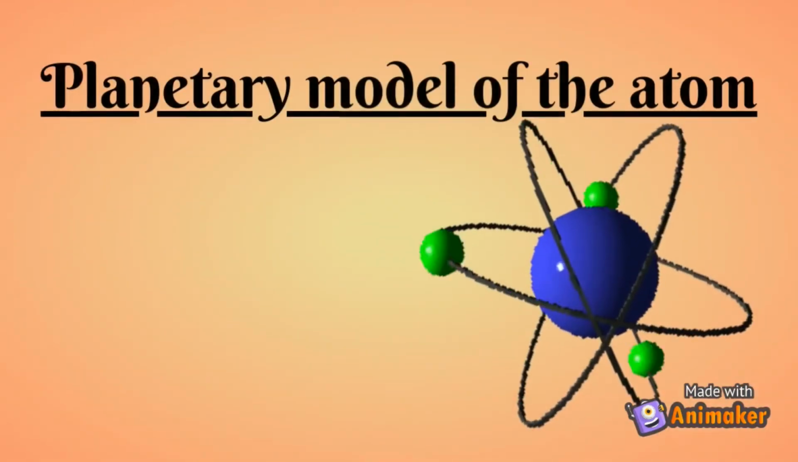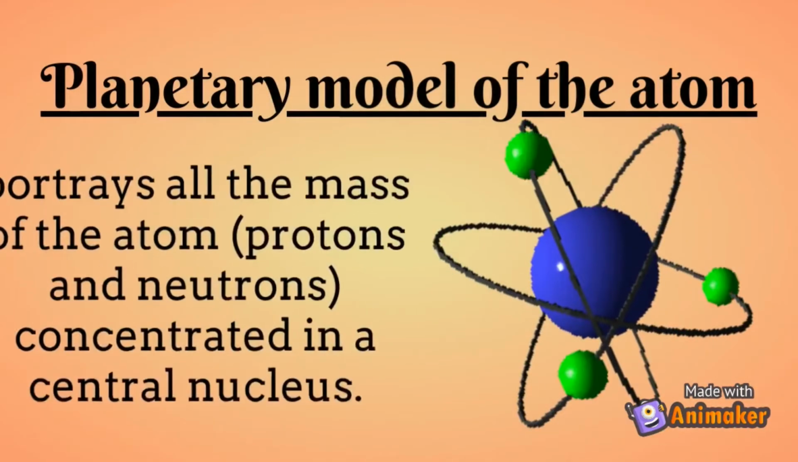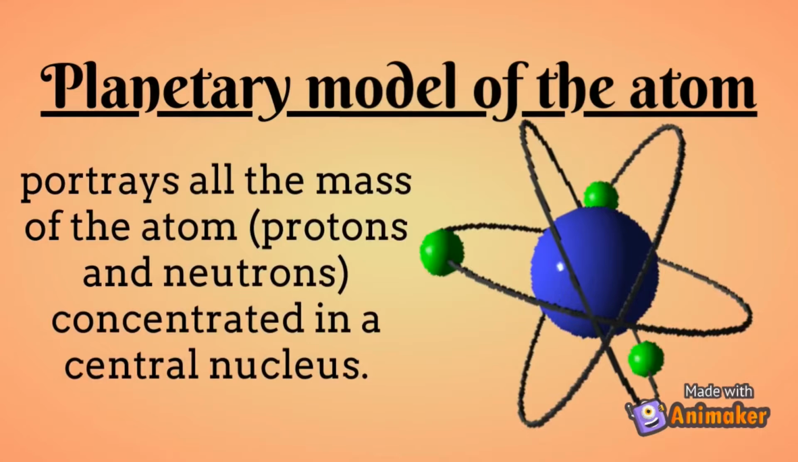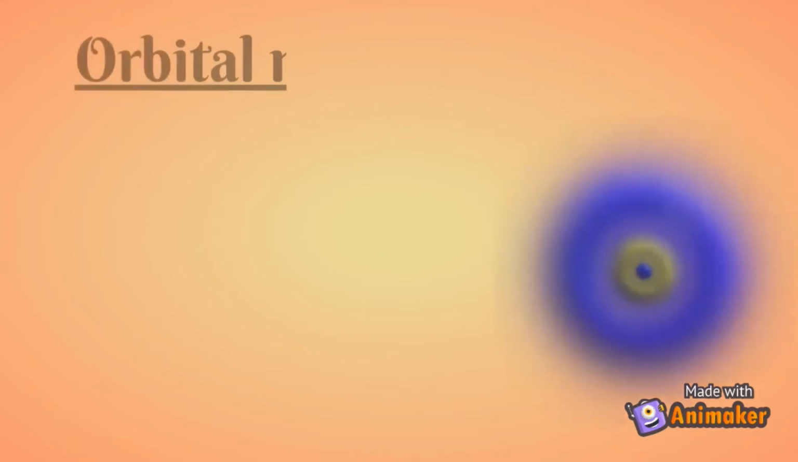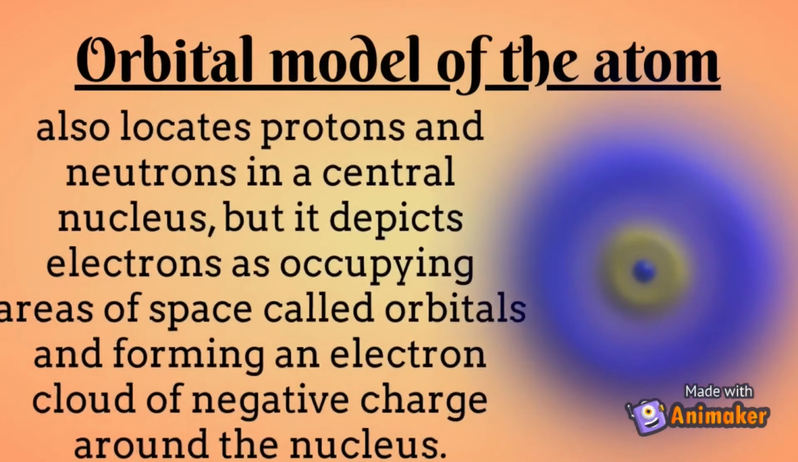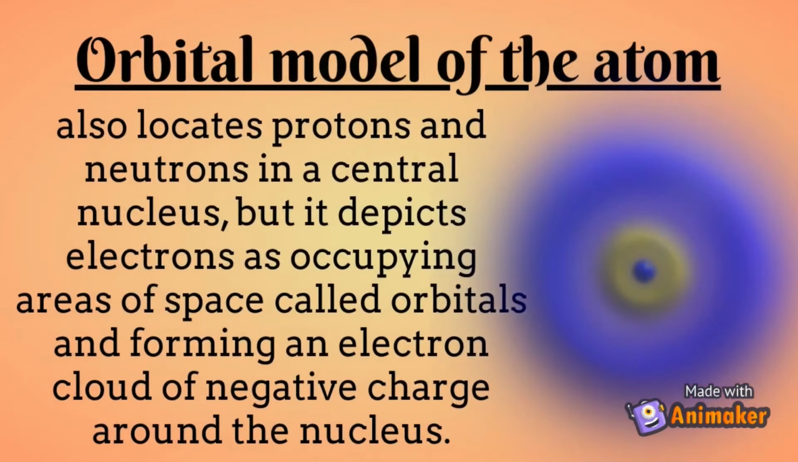The planetary model of the atom portrays all the mass of the atom, the protons and neutrons, concentrated in a central nucleus. The orbital model also locates protons and neutrons in a central nucleus, but it depicts electrons as occupying areas of space called orbitals and forming an electron cloud of negative charge around the nucleus.